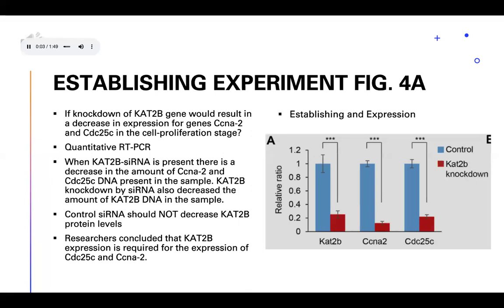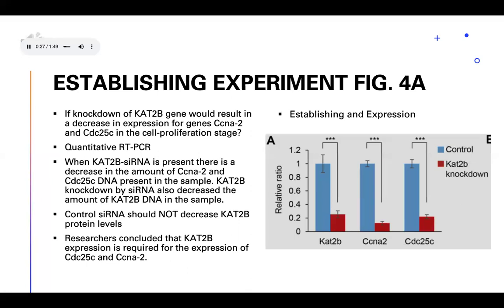The most important establishment experiment in our paper was figure 4A. Researchers wanted to determine the significance of CAT2B and CBP in the regulation of CCNE2, CDC25C, and FERT2. The question was if knockdown of the CAT2B gene would result in a decrease in expression for genes CCNE2 and CDC25C in the cell proliferation stage.